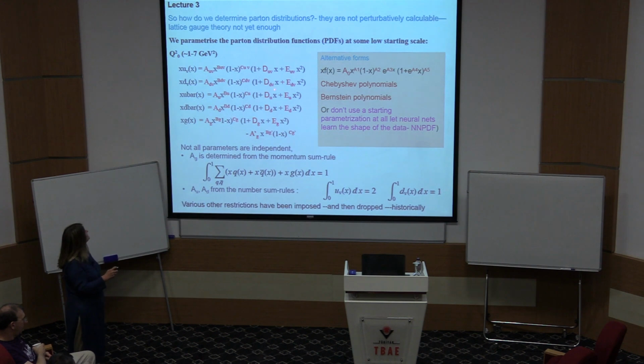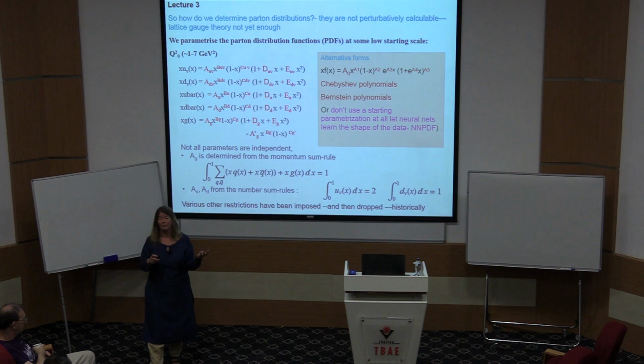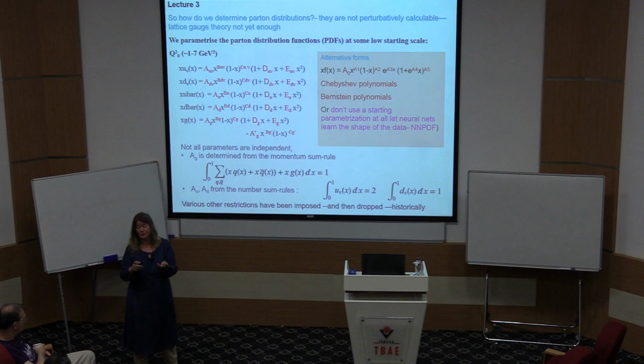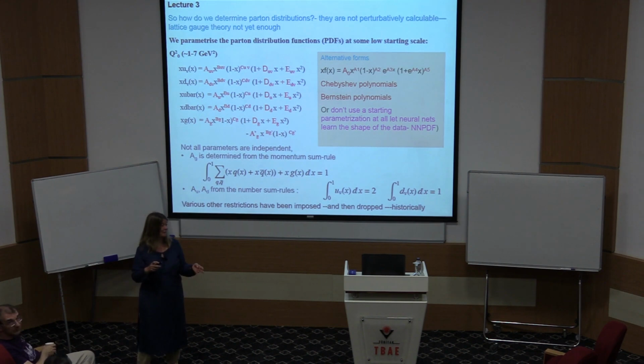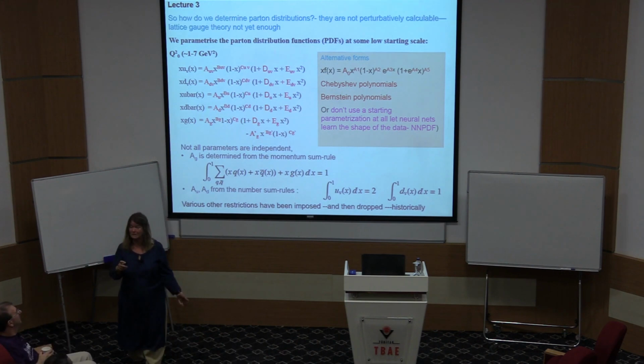Now, these polynomials are typical. They were the original choice of what was once called the MRST collaboration. There are actually now many collaborations in the world that do this work. Historically, there used to be just two. There was the British team called MRST that worked from Durham, and there was the American team that called themselves CTEQ. Some of you may have heard of and come across these things.